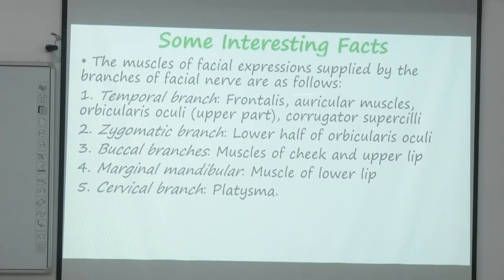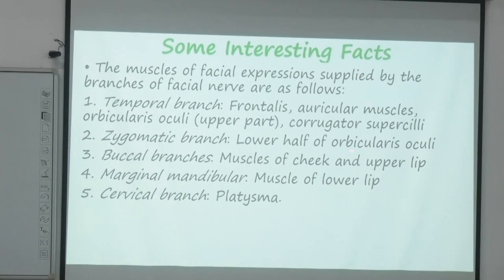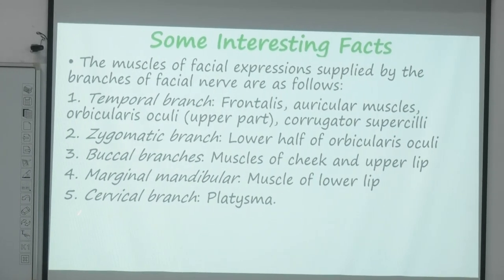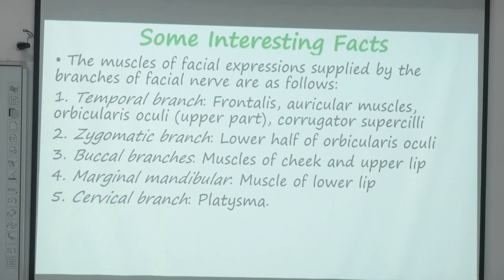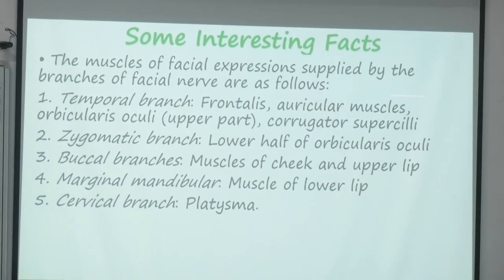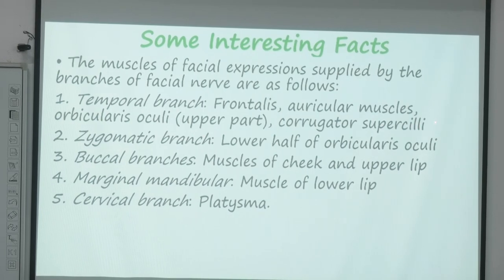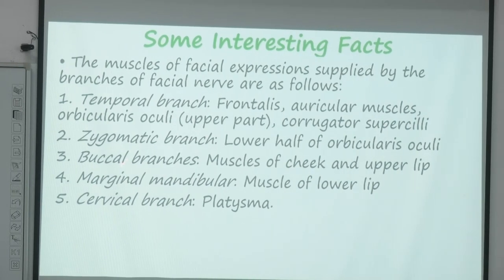Muscles of facial expression are supplied by the branches of the facial nerve. These are the five branches, 1 to 5. The temporal branch will supply frontalis, auricularis muscle, orbicularis oculi, and corrugator supercilii.